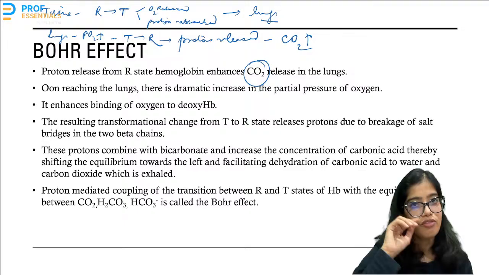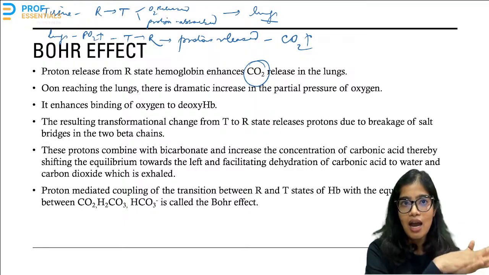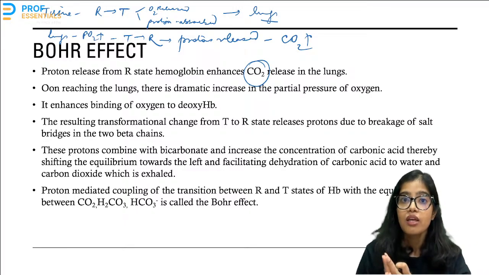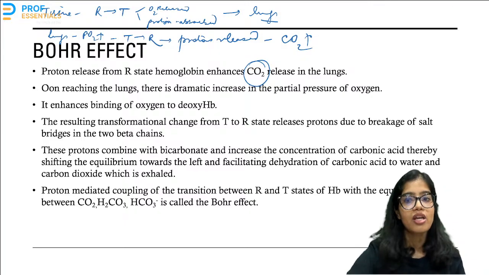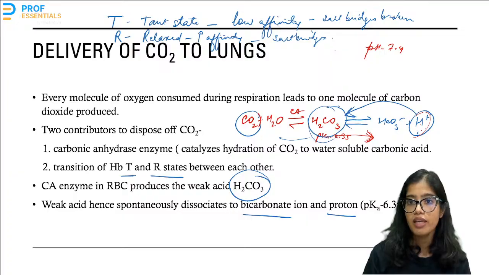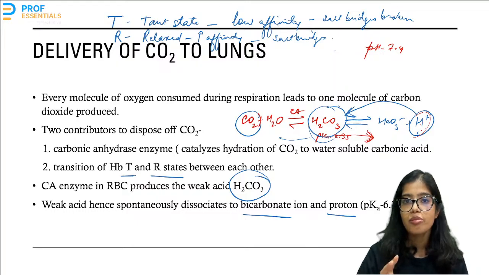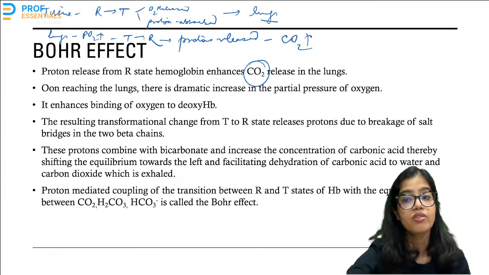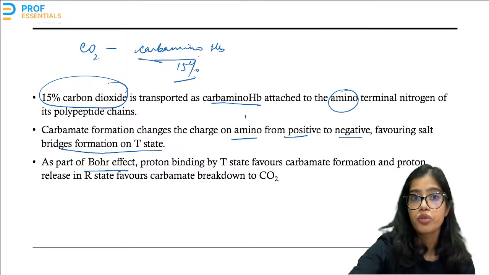Okay, now at the level of lungs, the T state will change to R state. The salt bridges will be broken. Protons will be released. Carbon dioxide will be expelled out. How? Protons will be released, then H plus will increase. The reaction will proceed towards this side to reduce it, so that the equilibrium is maintained. Now more carbon dioxide will be produced, and carbon dioxide will then be exhaled. So this is the summary of the Bohr effect, which forms the basis of carbon dioxide transport.